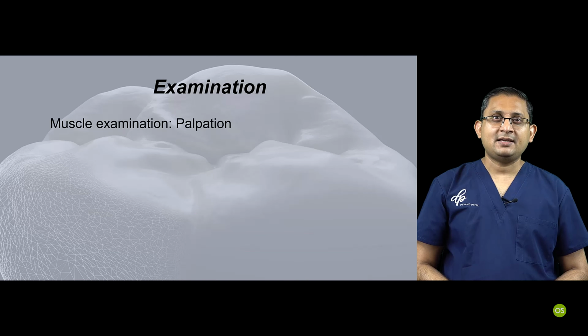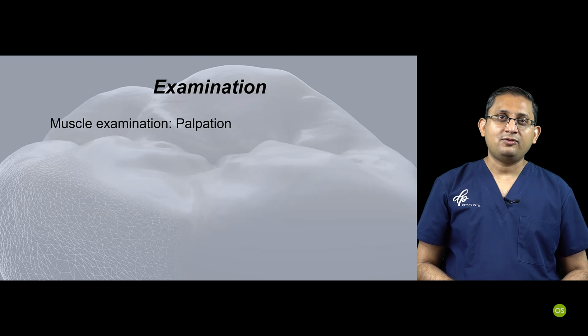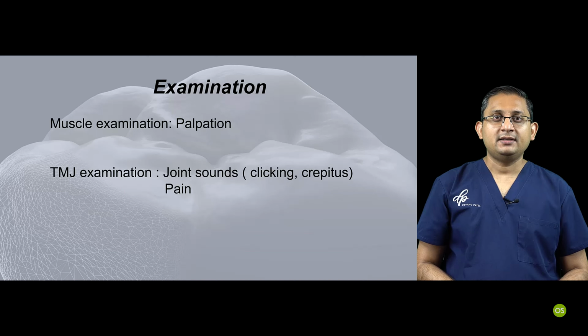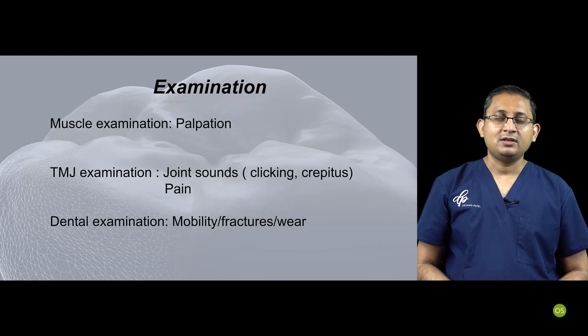So when it comes to doing examination, apart from just taking history, you need to do a thorough muscle examination, which we demonstrated in the clinical examination video. You need to assess the TMJ for any joint sounds or pain. You need to do a thorough dental examination to assess any fracture, wear, or any mobility of the teeth, any pulpitis, any hypersensitivity of the teeth. This kind of thorough examination is very, very important to assess patients' teeth.